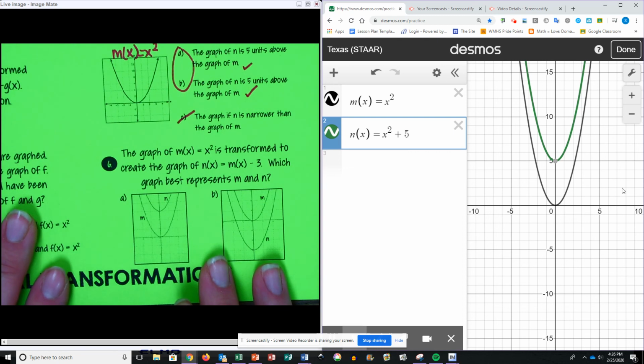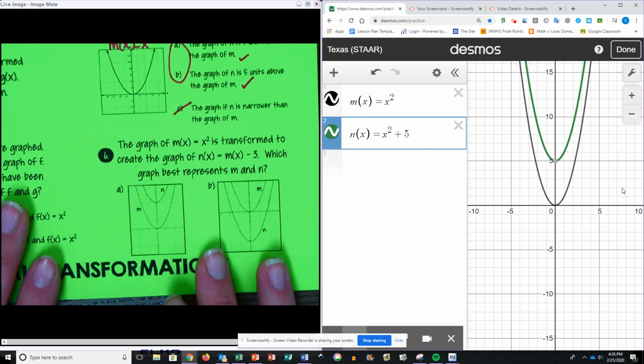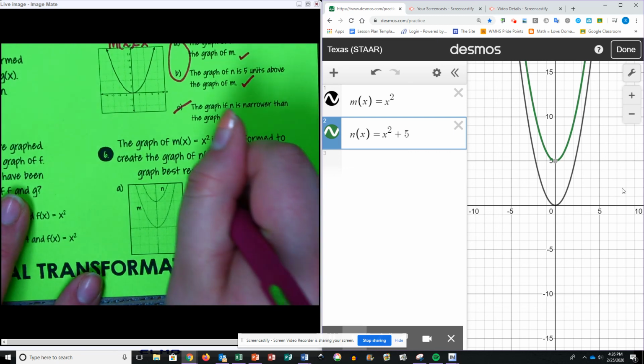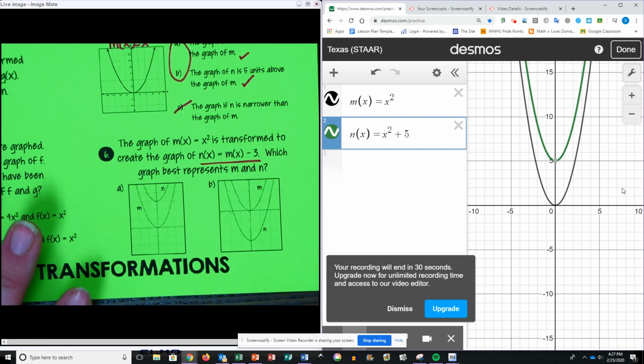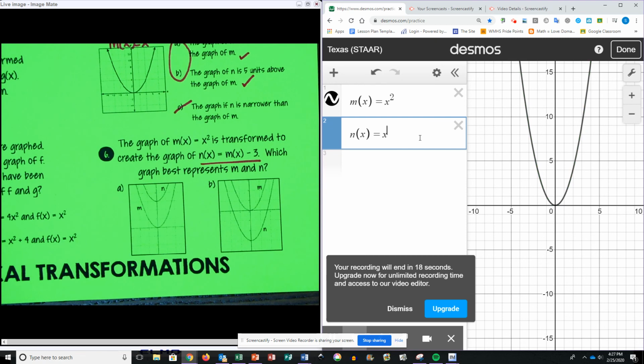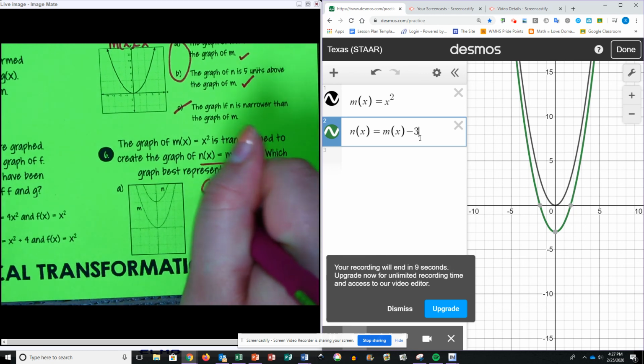All right, now look down at number 6. Okay, the graph of m of x equals x squared is transformed to create the graph of n of x equals m of x minus 3. Which graph best represents m and n? Okay, so we're going to type both of these in. If I type in n of x equals m of x minus 3, I can see that n goes down, making my answer B.